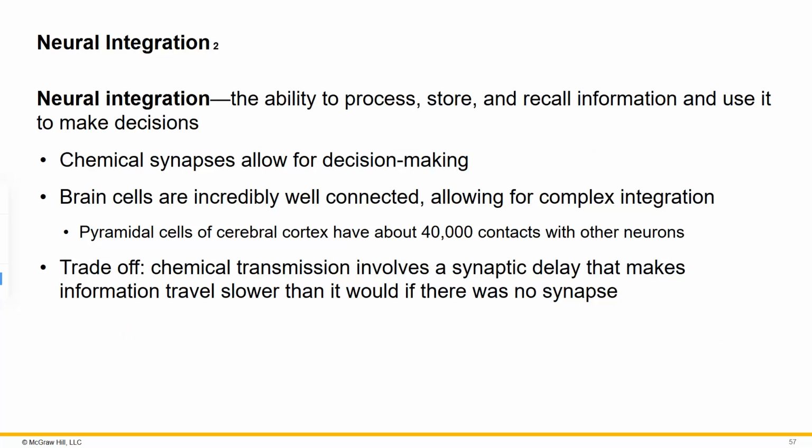Neural integration is the ability to process, store, and recall information and use it to make decisions. Chemical synapses allow for decision making. Brain cells are incredibly well connected, allowing for complex integration. Pyramidal cells of the cerebral cortex have about 40,000 contacts with other neurons. The trade-off, though, is that chemical transmission involves a synaptic delay that makes information travel slower than if there was no synapse.